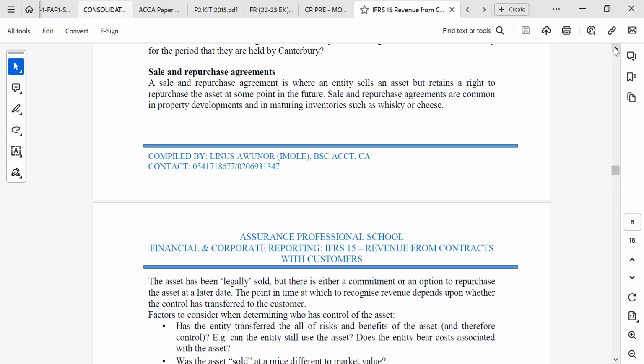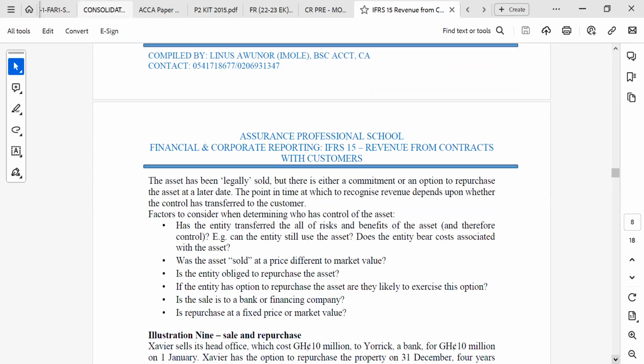Factors to consider when determining who has control of the assets. Has the entity transferred all of the risks and benefits of the asset, and therefore control? Can the entity still use the asset? Does the entity bear costs associated with the asset? These are the questions that you have to ask yourself. If you are saying that you are going to sell the asset, it means that whatever will be happening to the asset, I will be the one to take care of it, because you have sold it and you have nothing to do with that particular asset again.